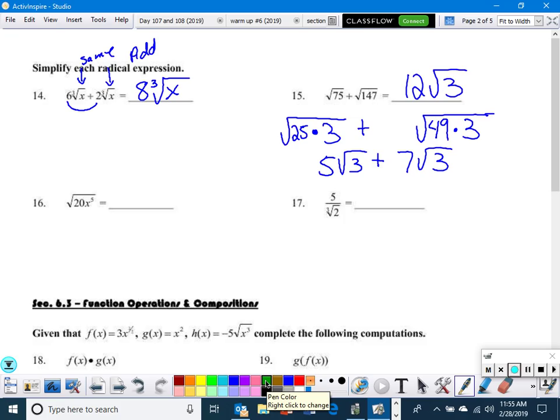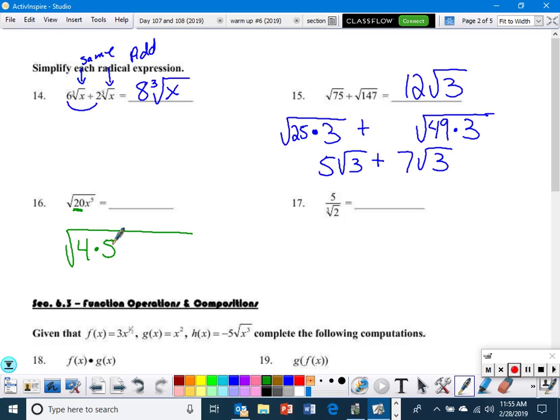All right, number 16. Simplify as much as possible. So let's see. First we got to split the 20. So what perfect square goes into 20? I believe that would be 4. 4 times 5 is 20.